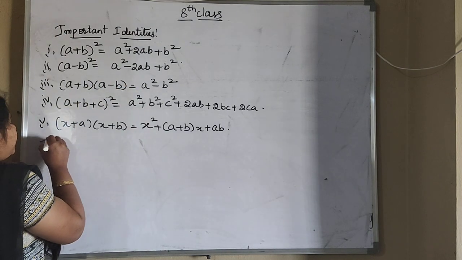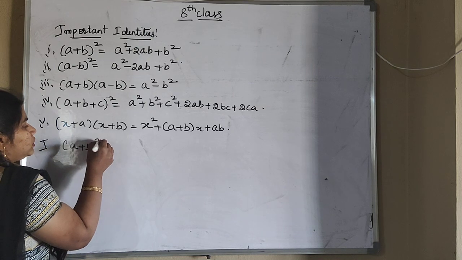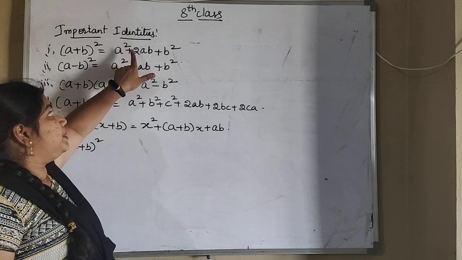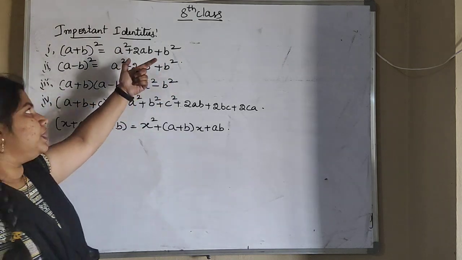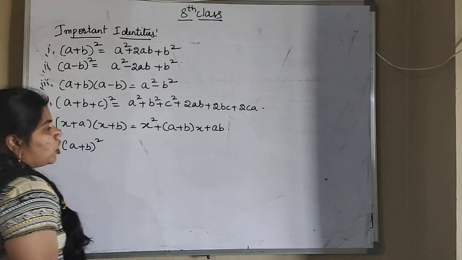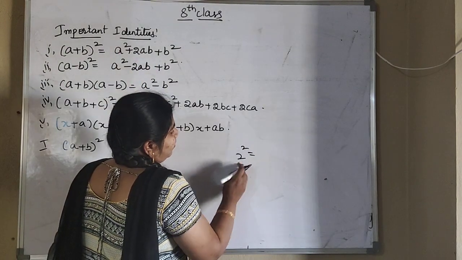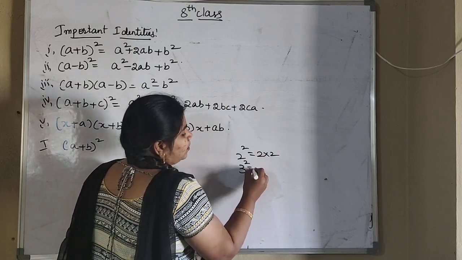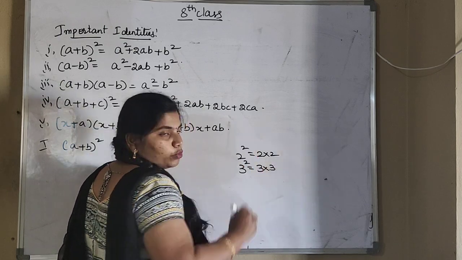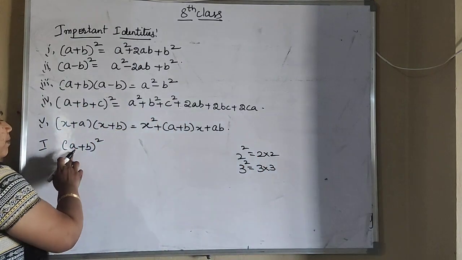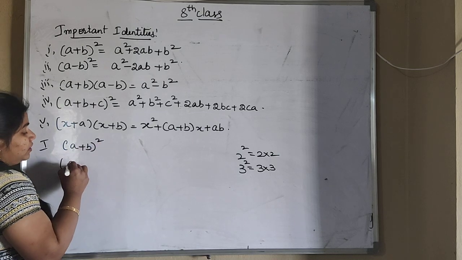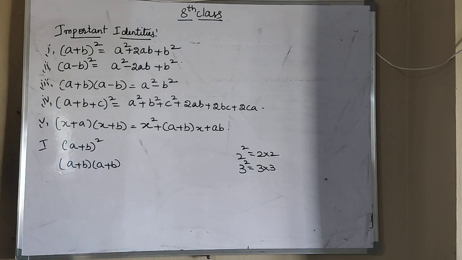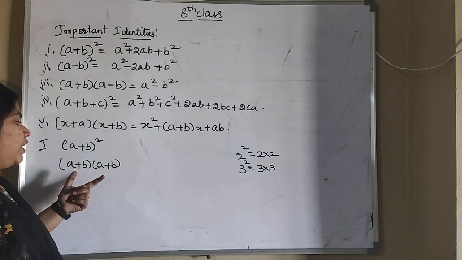Okay, so now the first identity is what? (a plus b) whole square. They are telling the identity as a square plus 2ab plus b square. So how you will get this answer we will see. Already we know 2 square is nothing but this 2 we have to multiply 2 times. 3 square is nothing but this 3 we have to multiply 2 times. In the same order, (a plus b) whole square is nothing but this (a plus b) we have to multiply 2 times.